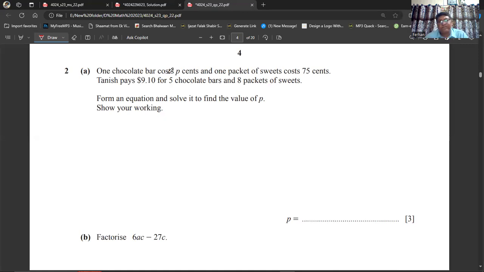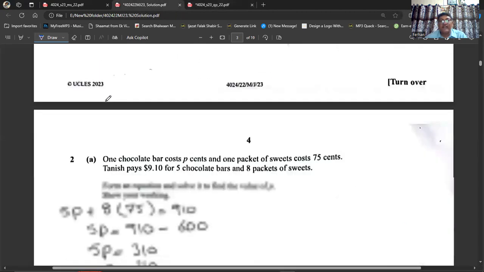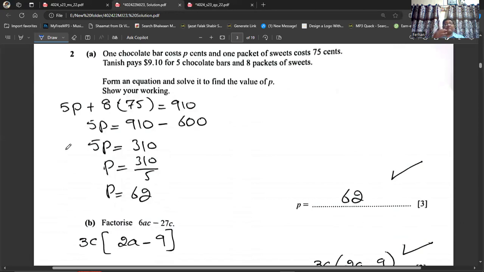So each chocolate bar is P cents, and one packet of sweets costs 75 cents. They have bought 5 chocolate bars and 8 packets of sweets, and the total money is 9.10. Because this is in cents, I will convert this also into cents. So 5p plus 8 multiplied by 75 will be equal to 910 cents. This is important, that I'm taking all the money in cents.